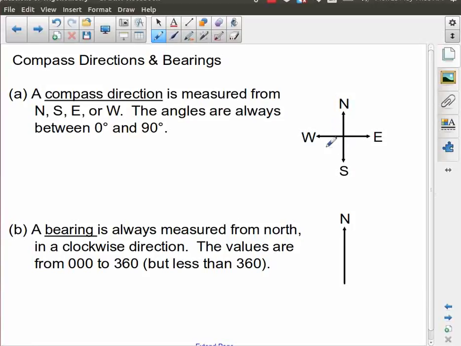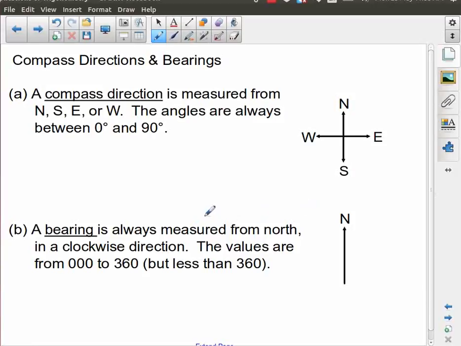Directions will always be given to you in terms of the closest compass directions. Now there's another type of measurement, and this is more traditionally used in navigation, whether it's on air or whether it's on sea. So planes might use this and ships might use this, and it's known as a bearing.